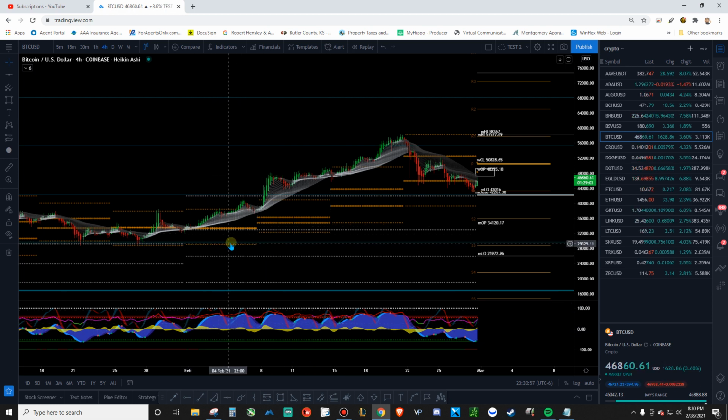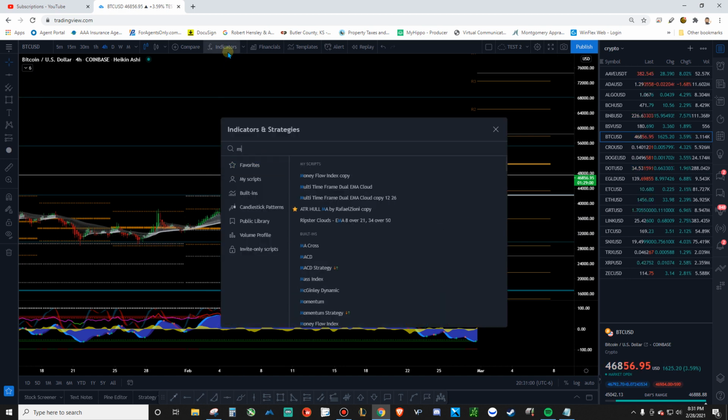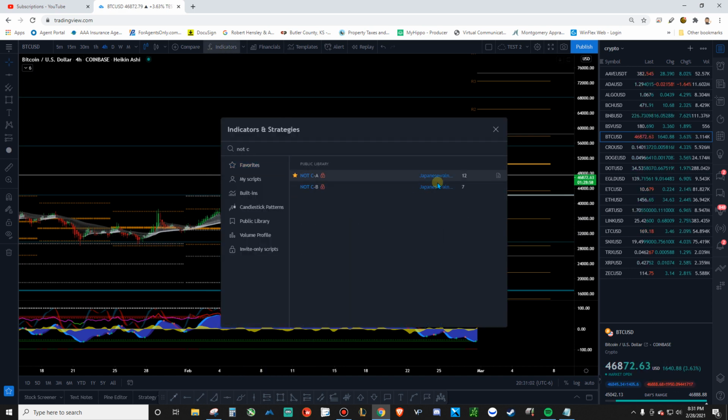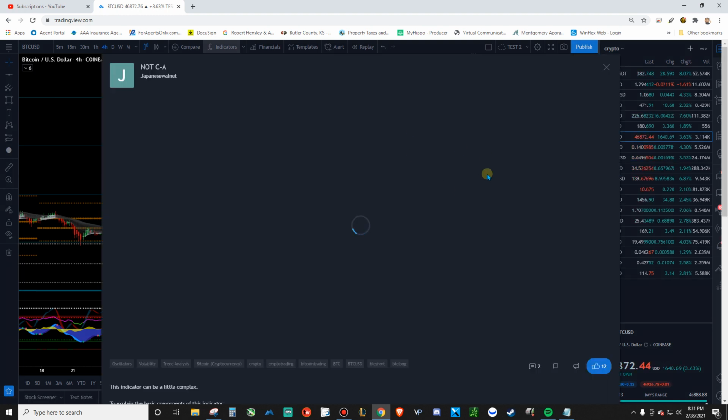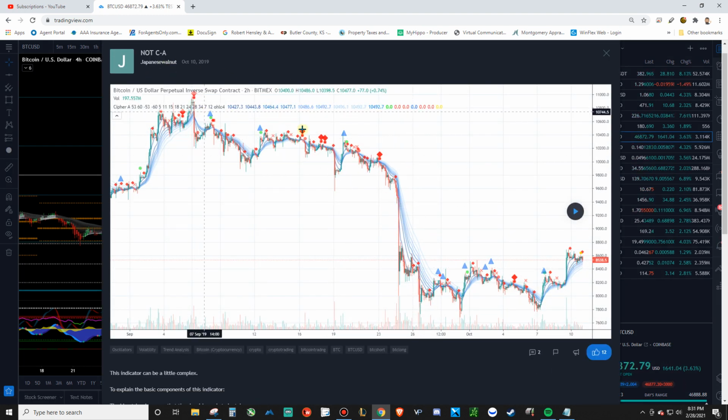Now, there's another thing with Market Cipher that I'm trying to get added in there as well. This not CA by Japanese Walnut. I messaged them to see if he'd give me access to this, or if I need to pay him a couple bucks. That would be nice, just to get the other indicator part of Market Cipher, where you're getting the signals on top of the candles. Like here's a trend change, here's a dump is imminent. Then you've got trend change, buy signals, close out. You've got to learn what each one means.